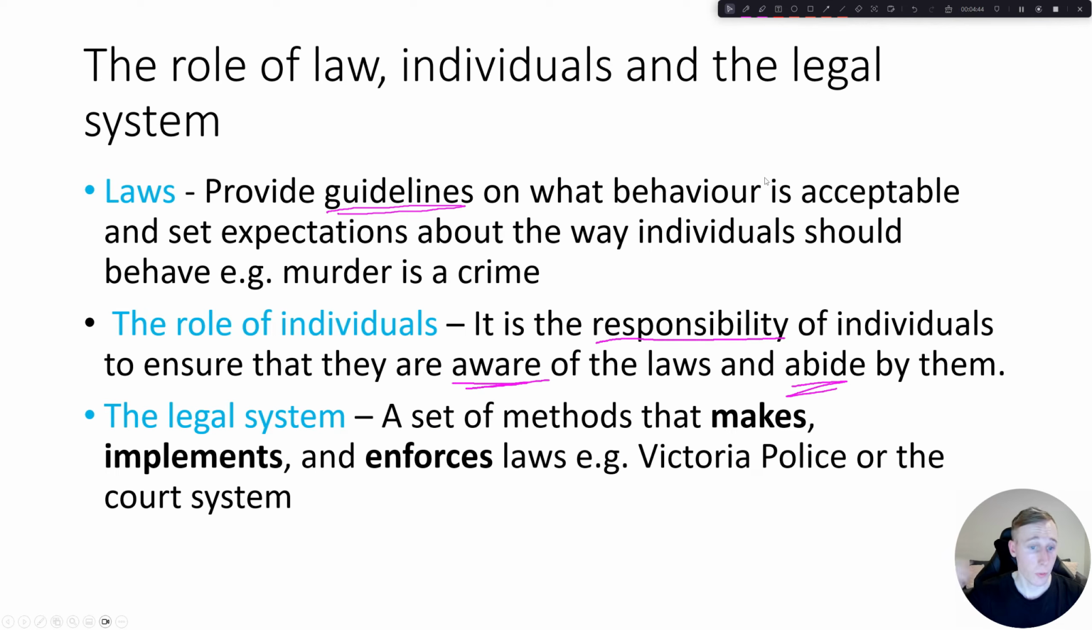Next one and last one we have is the actual legal system itself. So if we don't have a legal system, we can't actually ensure this socially cohesive society. So what that means is we have a set of methods that makes our laws. So that'll be Parliament and courts. We have a set of principles that implements our laws, and then we make sure we have someone to enforce the law, because there's no point having a law if no one's going to follow up on the consequences.